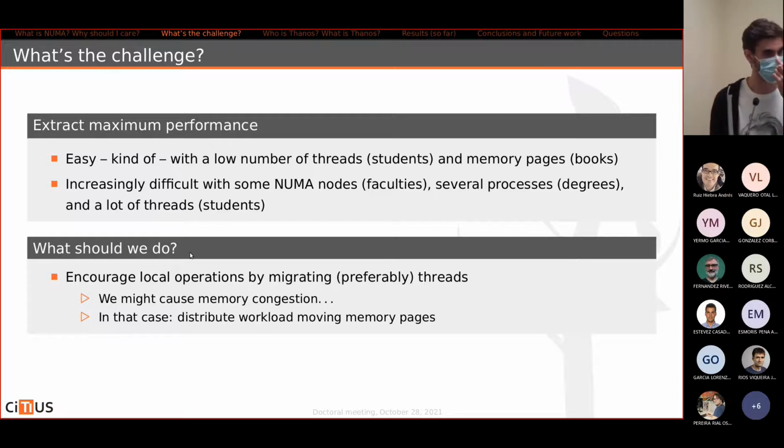So what should we do in that case? Well, we should keep encouraging local operation by migrating threads as much as we can, since it is the cheapest option. But we have to be careful because we might cause some memory congestion that will drop our performance. And in that case, if we fall in the trap, we have to distribute the workload, moving memory pages across the whole system.